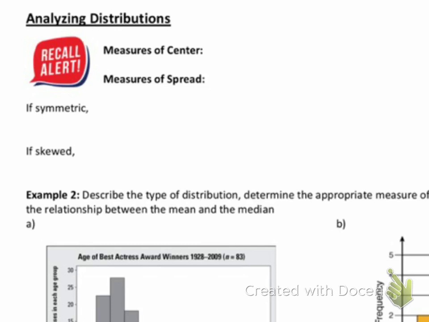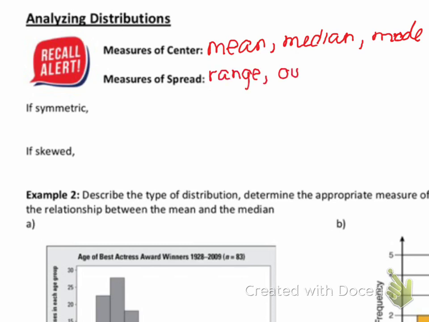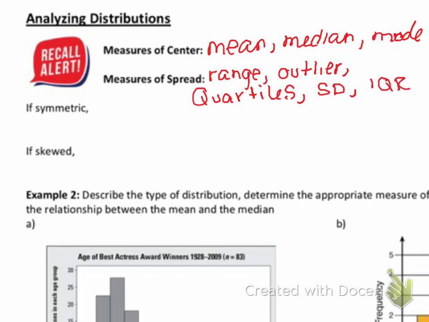Let's recall what a measure of center is, since maybe it's been a while. Measure of center, remember, is your mean, median, or your mode. And your measure of spread is more of your range, your outliers, quartiles, your standard deviation, and your interquartile range. So your 5-number summary is essentially what I'm reviewing here.